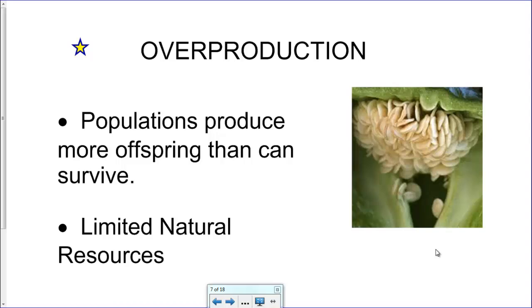So let's go through that again. Overproduction first says that populations produce more offspring than can survive. Not every living thing that is ever born will be able to live. Why won't every living thing be able to live? That is because there are limited natural resources. There is not enough food, water, space for all living things to survive.